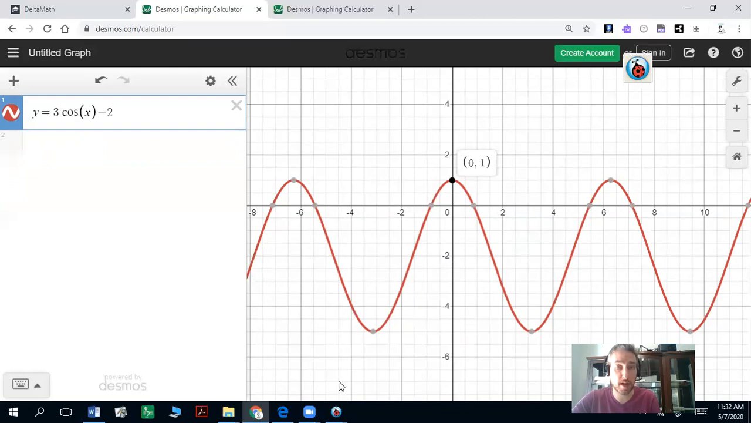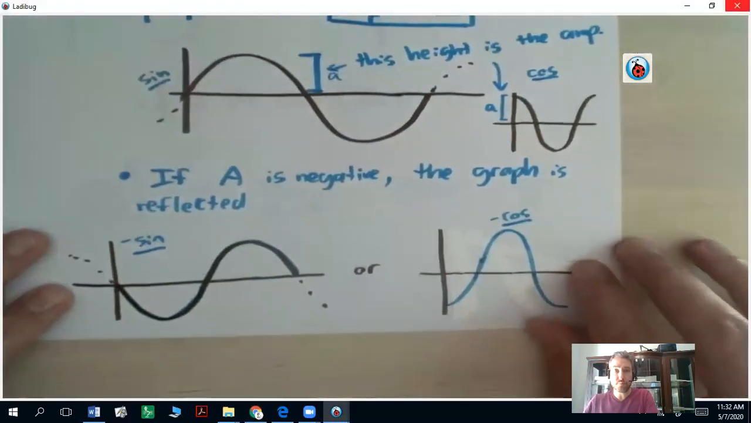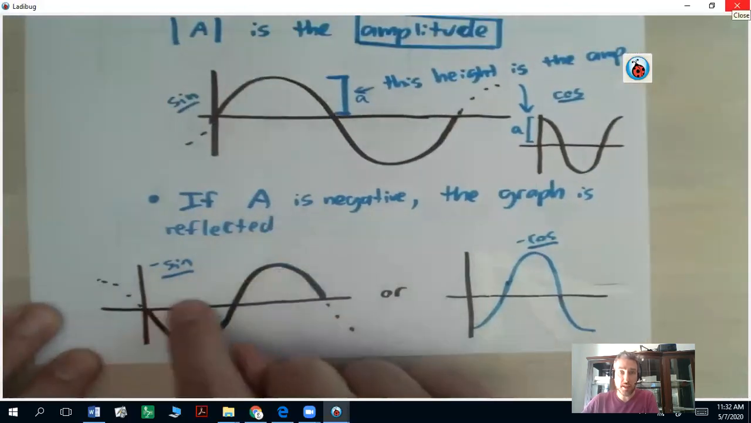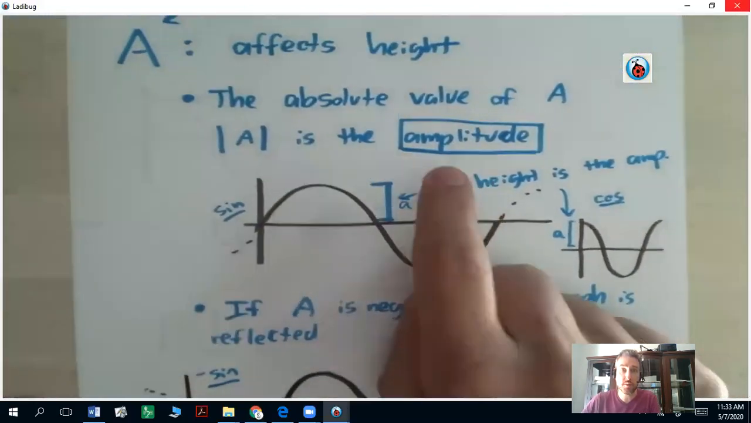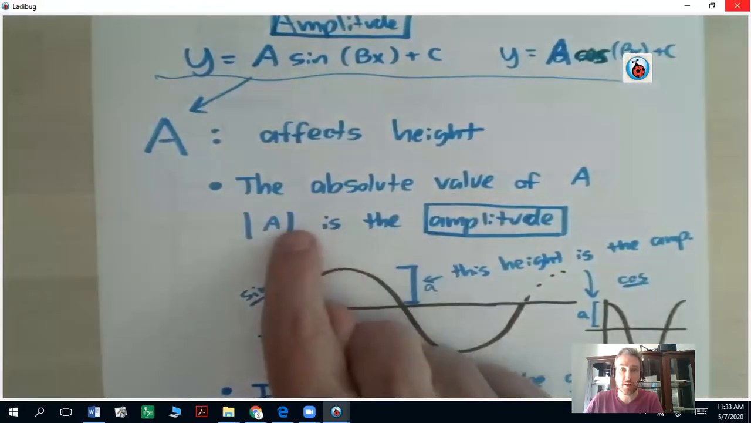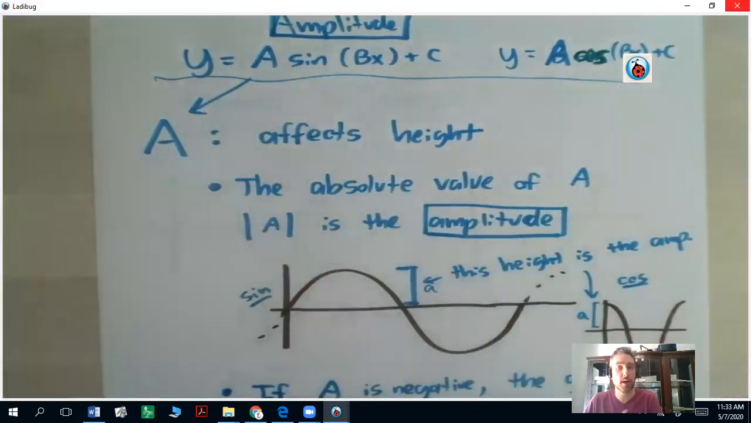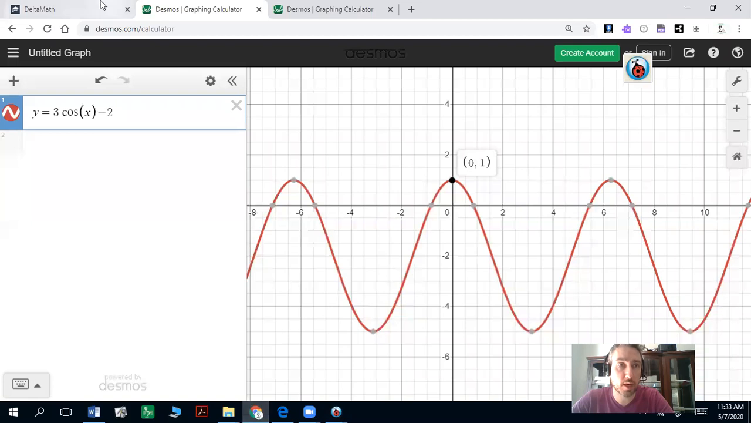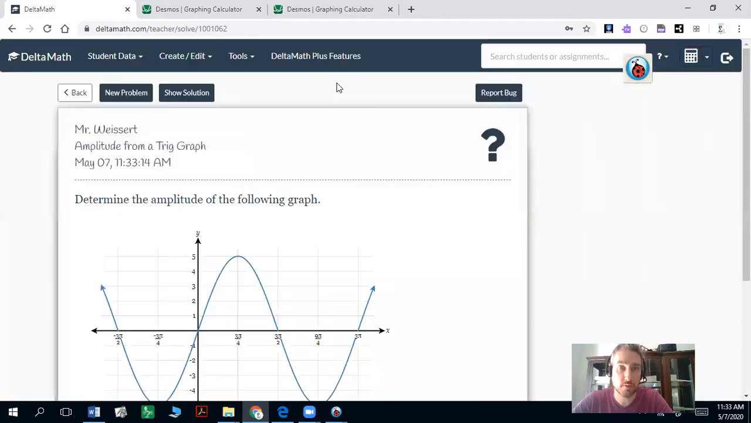So to summarize that, amplitude, if A is negative, it's reflected, but the amplitude will always be that number out front, the absolute value of that number. So whether it's negative or positive, amplitude will be positive. Let's try a couple problems out in Delta Math discovering amplitude from a trig graph.